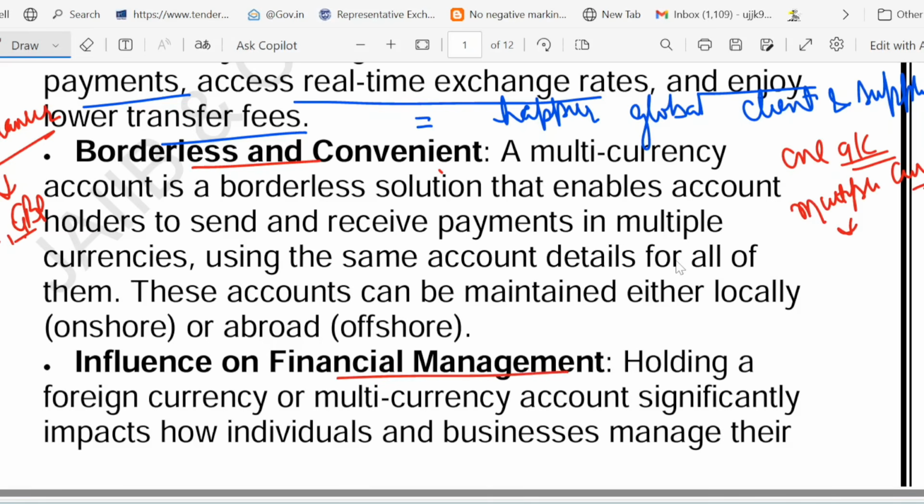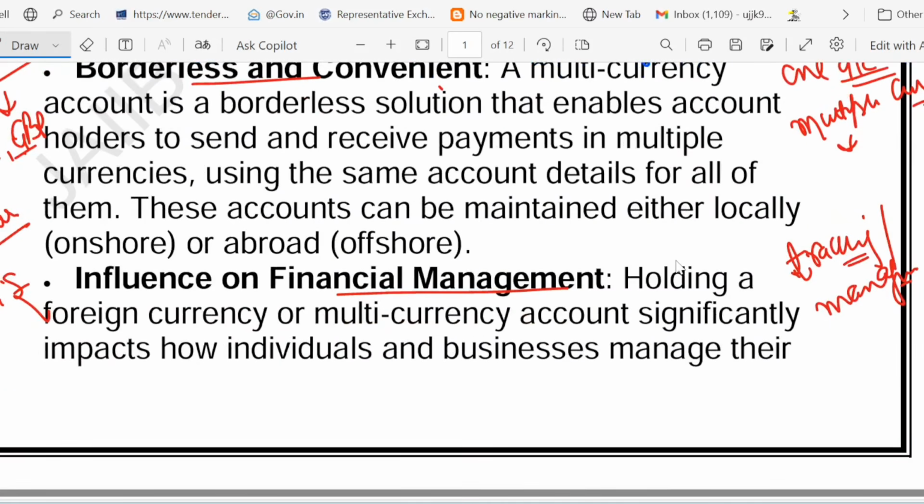And then we have better financial control. It means that it simplifies tracking and managing money across currencies. For example, a traveler can hold dollars, euros, and pounds in one account, switching between them when rates are favorable, with no more losing money at airport exchange. So that is the point.